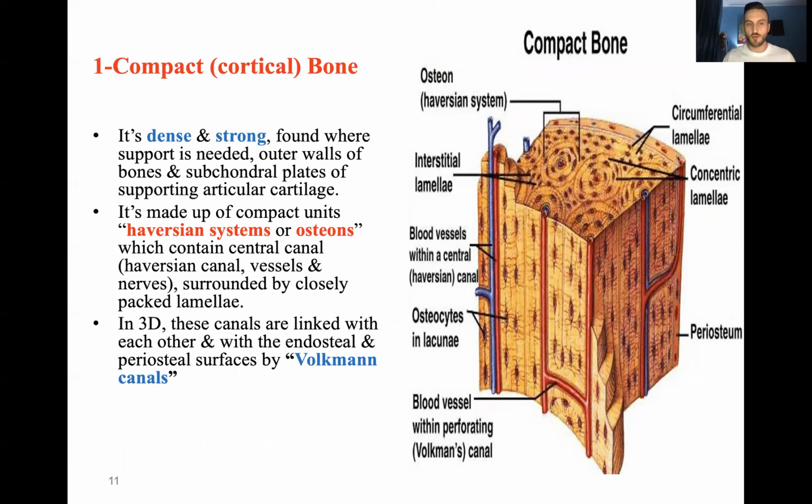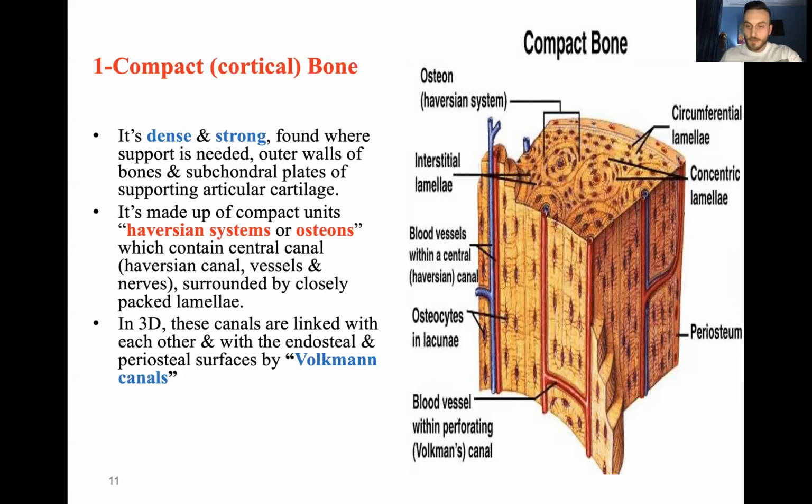What's the difference between the cortical and the cancellous? The compact bone, or the cortical, is a dense and strong bone tissue. It's like the Haversian system that you are seeing here. This is called the compact bone. You can find it in the outer wall of the long bones, and the system is called the Haversian or osteon system.